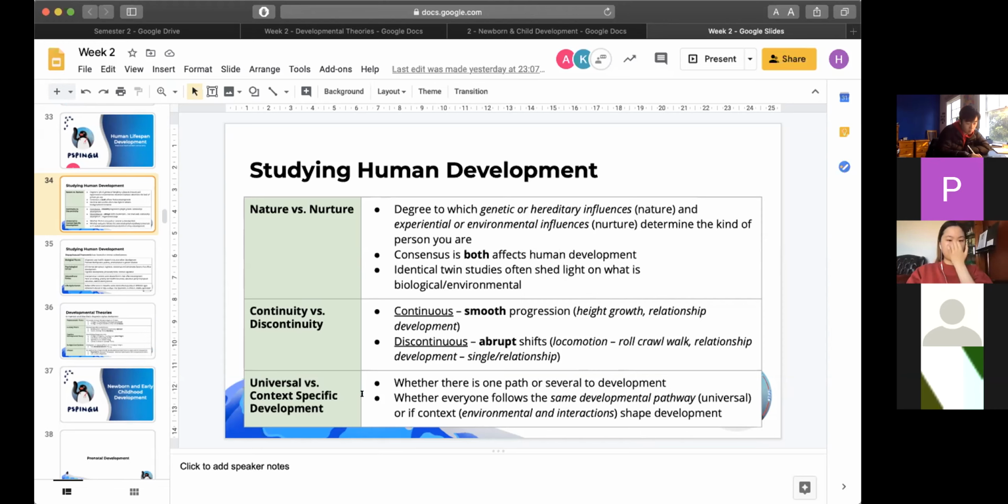And lastly, we have universal versus context-specific development. That basically is just whether there's one path or several to development. Universal means everyone follows the same developmental pathway, whereas context-specific means that context shapes development, so your development depends on environmental factors and interactions with other people.